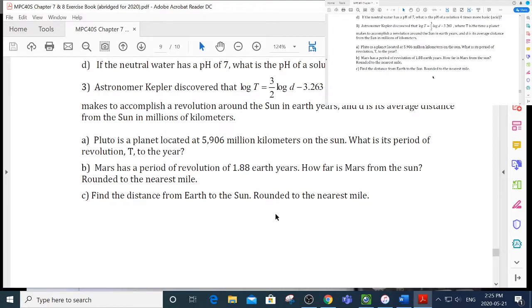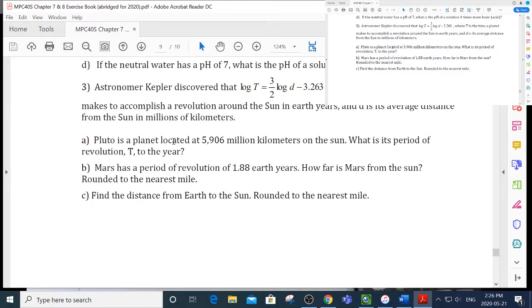Astronomer Kepler discovered that log t equals 3/2 log d minus 6.23, where t is the time a planet takes to accomplish a revolution around the sun in Earth years, and d is its average distance from the sun in millions of kilometers. And then they say nearest mile in a couple of questions. No, you don't have to convert kilometers to miles. I think that's just a typo. The answer key is in kilometers, so just pretend that says kilometers, okay?